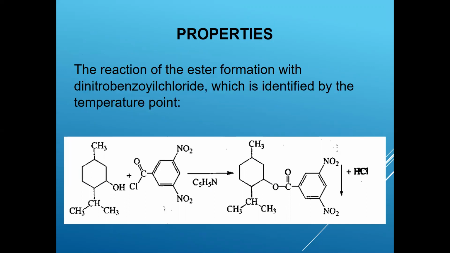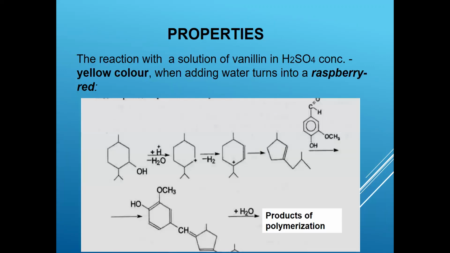Properties. The reaction of ester formation with dinitrobenzoyl chloride, which is identified by the melting point. The reaction with a solution of vanillin in concentrated sulfuric acid: yellow color, when adding water, turns into a raspberry red color.